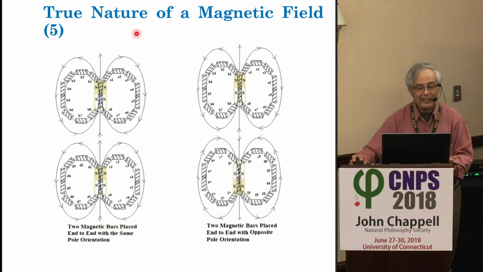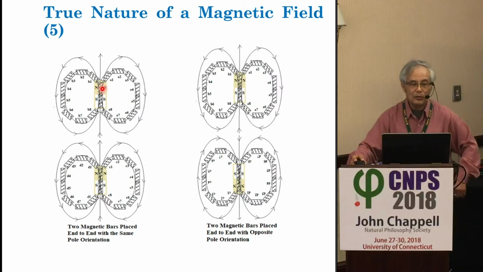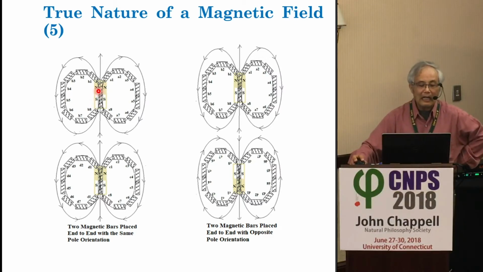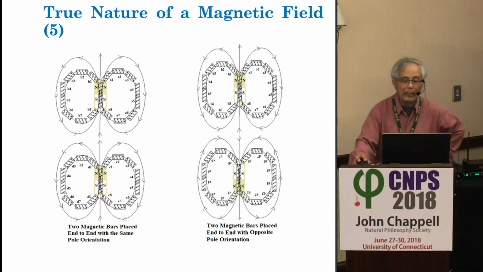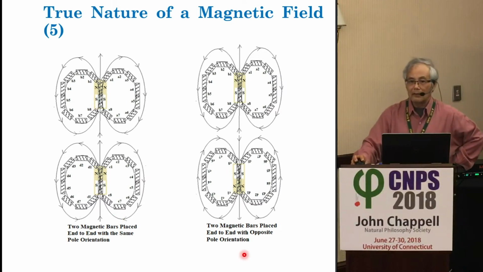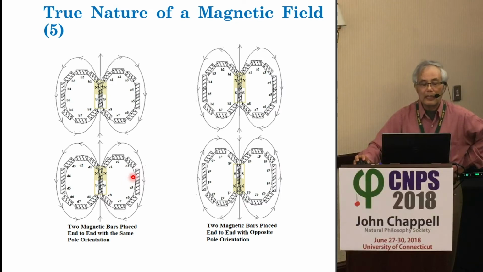Now, on this combination, we have two magnet bars placed end to end, and it is quite easy to see that the running directions of those screw threads are very harmonic to each other, and so they will not repel as strongly as this one.